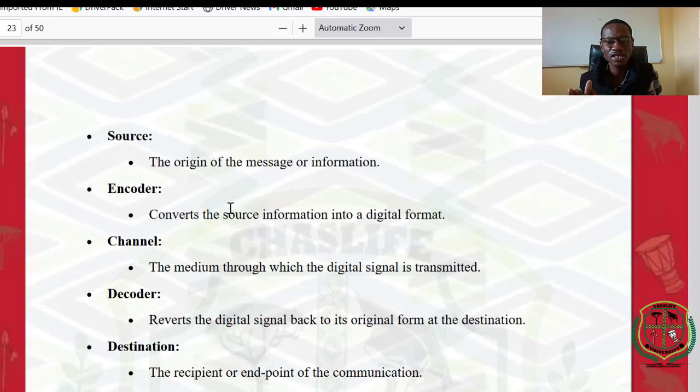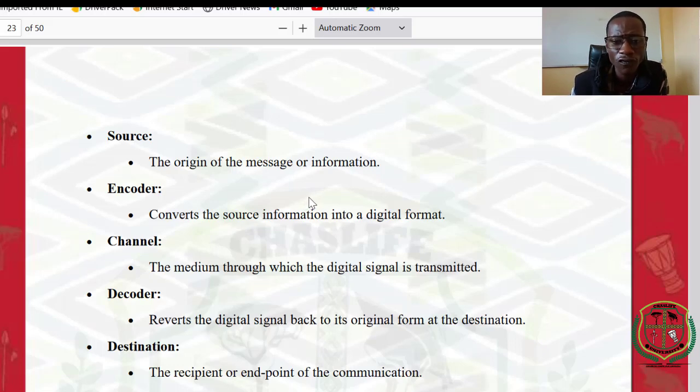The origin of the message or information is called a source, and of course, there's what we call the encoder. The encoder converts the source information into a digital format. So first of all, the information will come from the source. Once it comes from the source, it will be encoded. This encoder will convert the source information into digital format before it is actually presented.